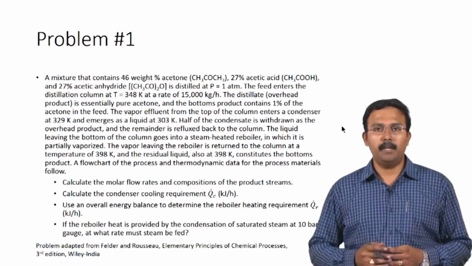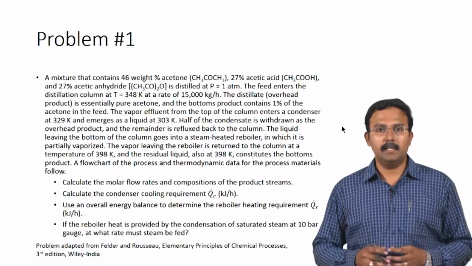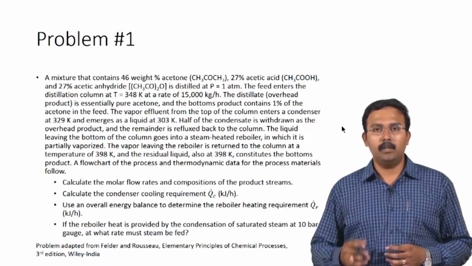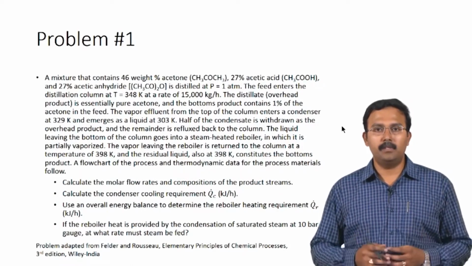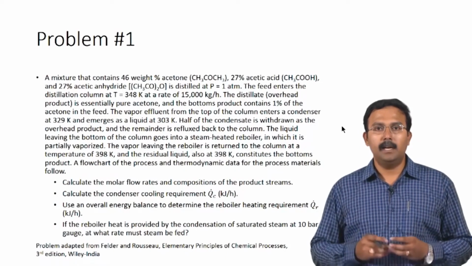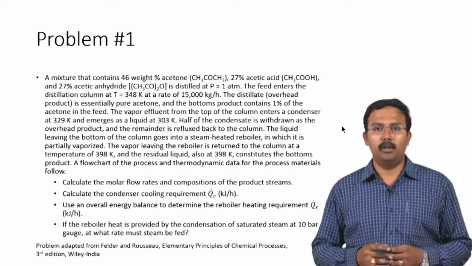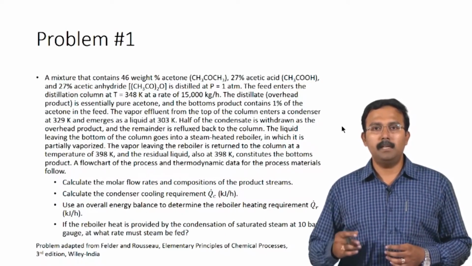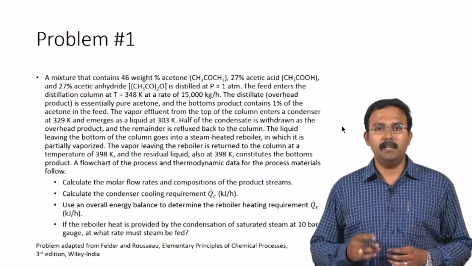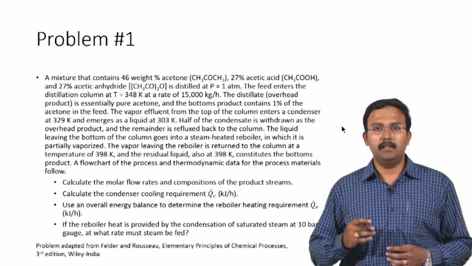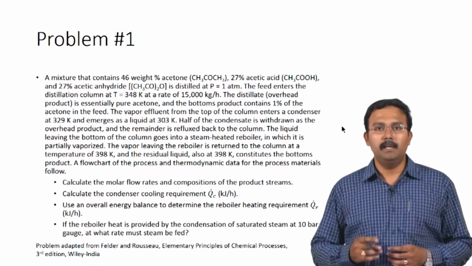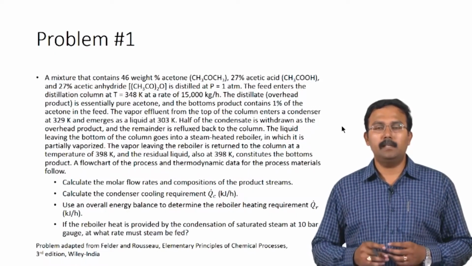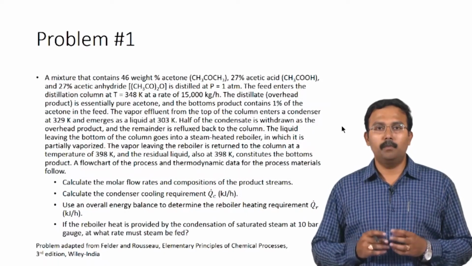The vapor effluent from the top of the column enters a condenser at 329 Kelvin and emerges as a liquid at 303 Kelvin. Half of the condensate is withdrawn as the overhead product and the remainder is refluxed back to the column. The liquid leaving the bottom of the column goes to a steam-heated reboiler in which it is partially vaporized. The vapor leaving the reboiler is returned to the column at a temperature of 398 Kelvin, and residual liquid also at 398 Kelvin constitutes the bottoms product.